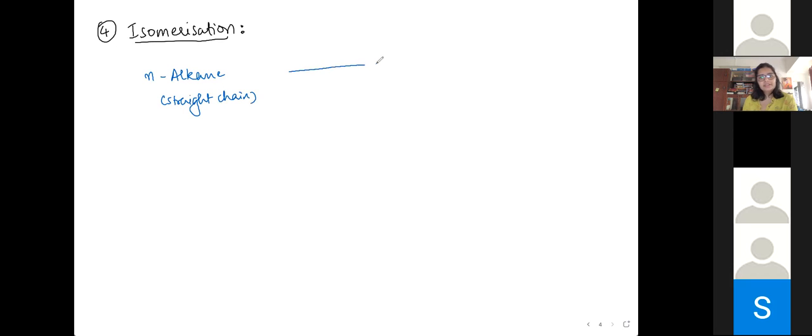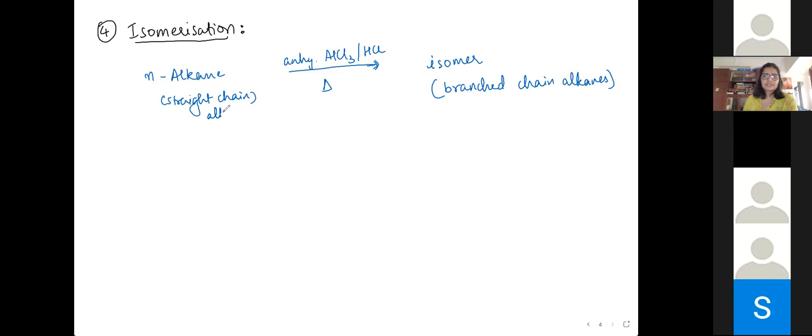Then the reagent that you use for isomerization is anhydrous AlCl3 in the presence of HCl. So this is the reagent that you take, and then you get the isomers of an alkane. Basically, if you want to create branched chain alkanes, you use this reagent and it's going to rearrange. These are straight chain alkanes.